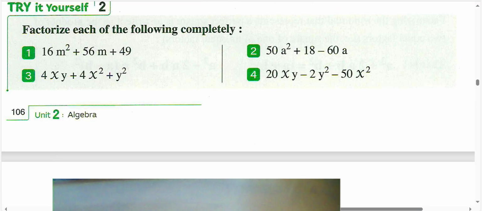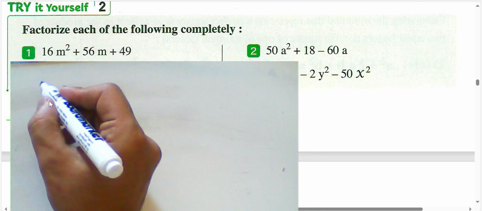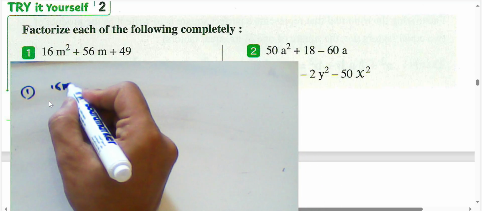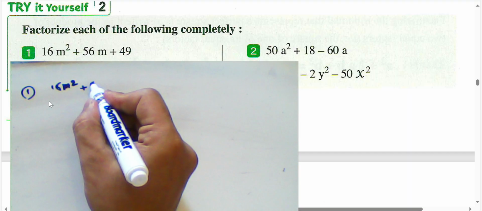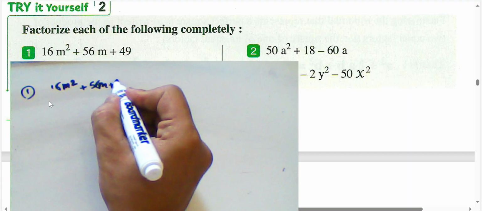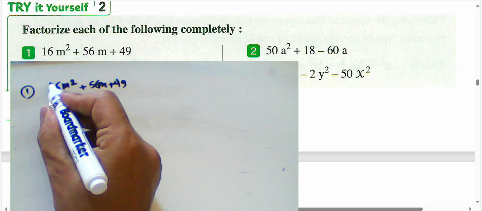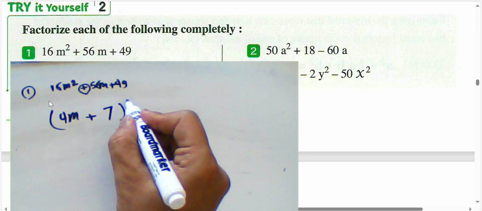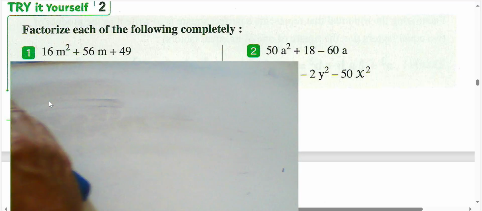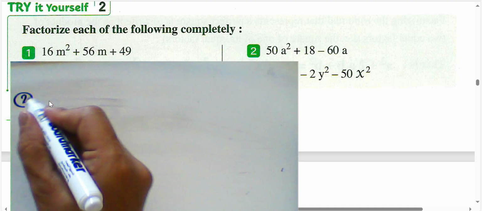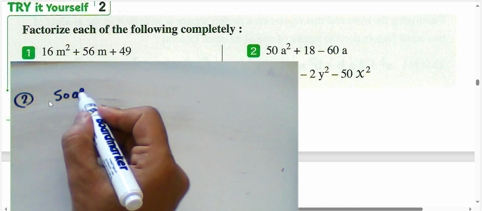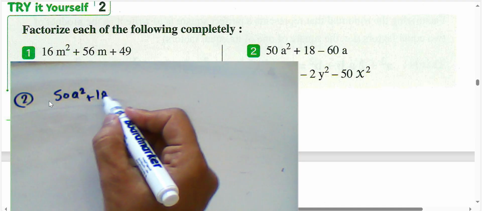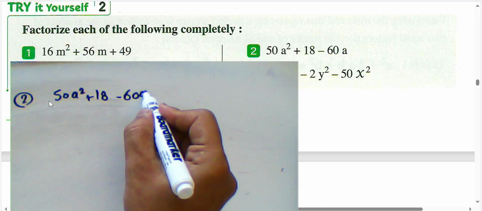Here I will factorize the first one: 16m power 2 plus 56m plus 49. We can find the square root of the first. It will be 4m, and the third will be 7, and write positive here and power 2 because it's a perfect square.